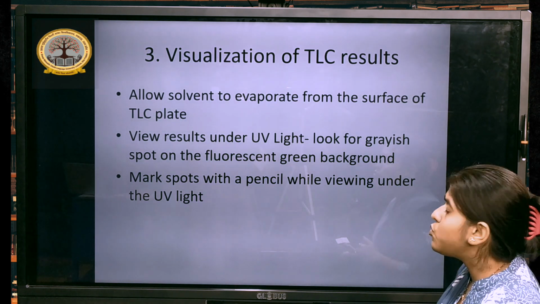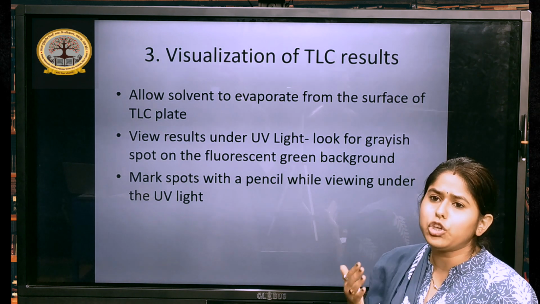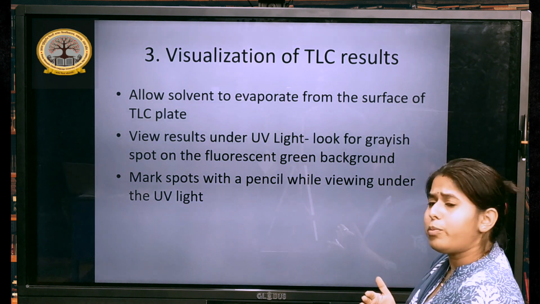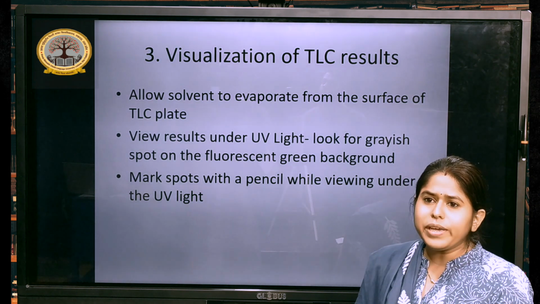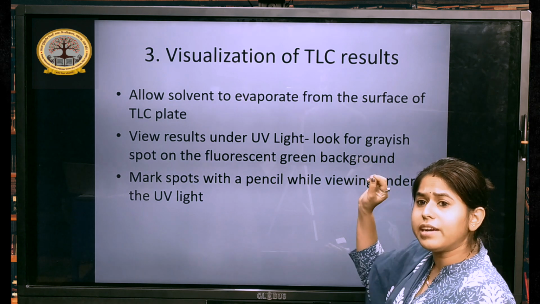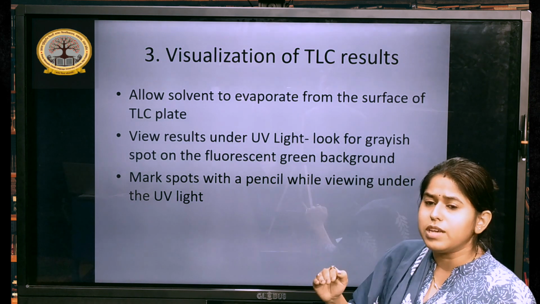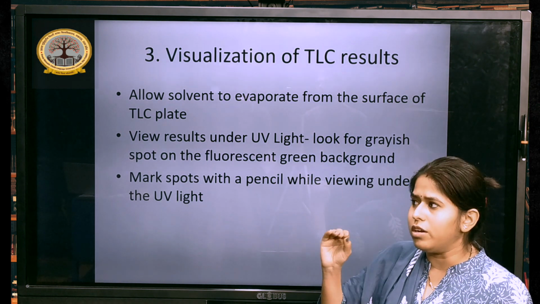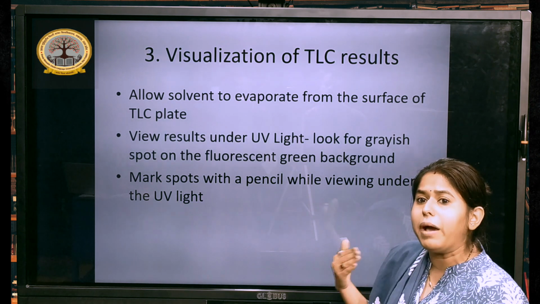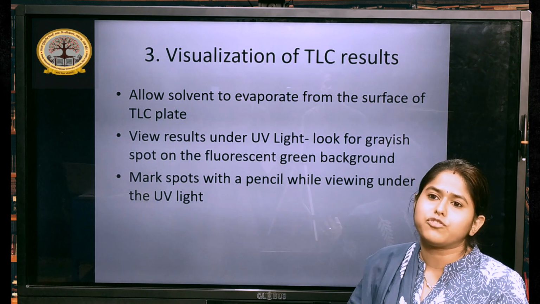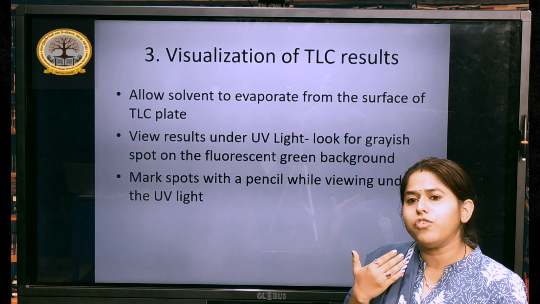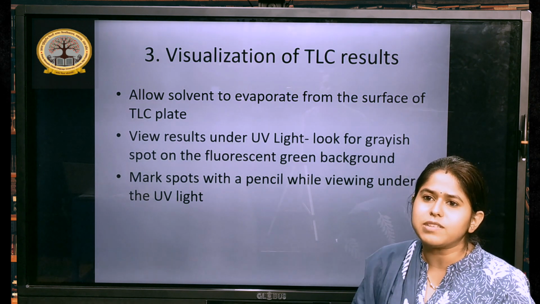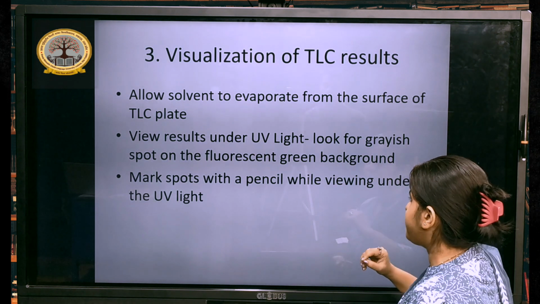How can we visualize? We put a TLC plate under a UV light. When we put a plate under the UV light, the samples that are separated into different compounds appear in a grayish color on a fluorescent green background. The plate itself fluoresces. It appears fluorescent green, and our different samples appear gray in color.